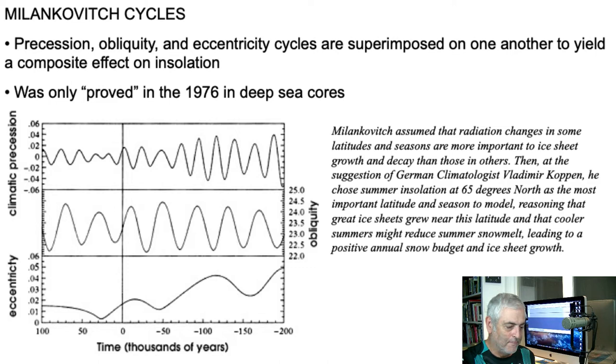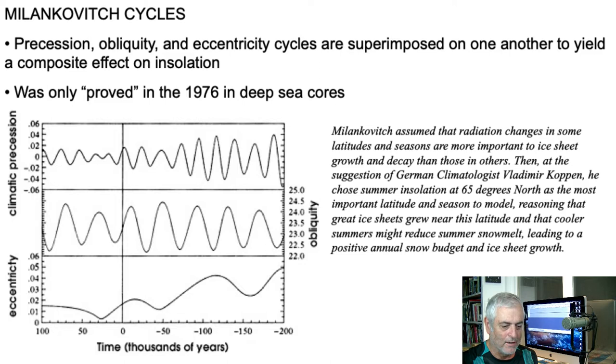Now, you're saying, okay, well, if all of those things are going at the same time, which one is controlling that insolation? Well, the answer is they're all three controlling it, because you have to sum up those three curves. You add them together in order to get what the solar insolation is. And they didn't prove this until 1976 with those deep sea cores, with the deep sea benthic forams. When they took the oxygen isotopes of that, it was a strong argument. It's like, this seems to match up.